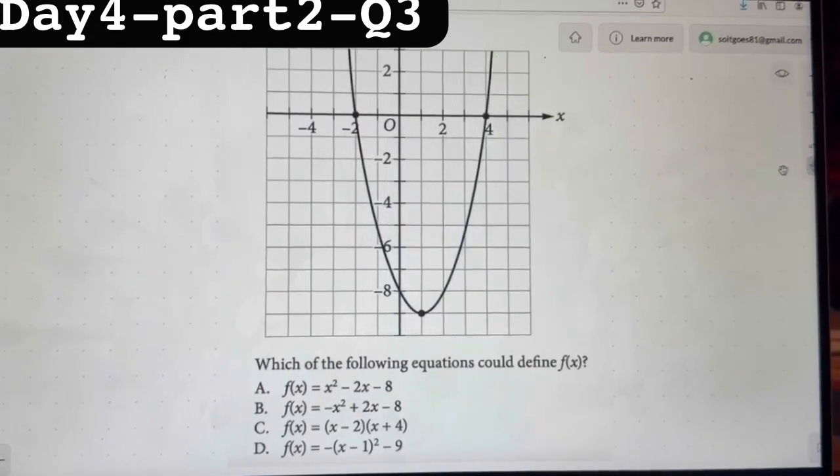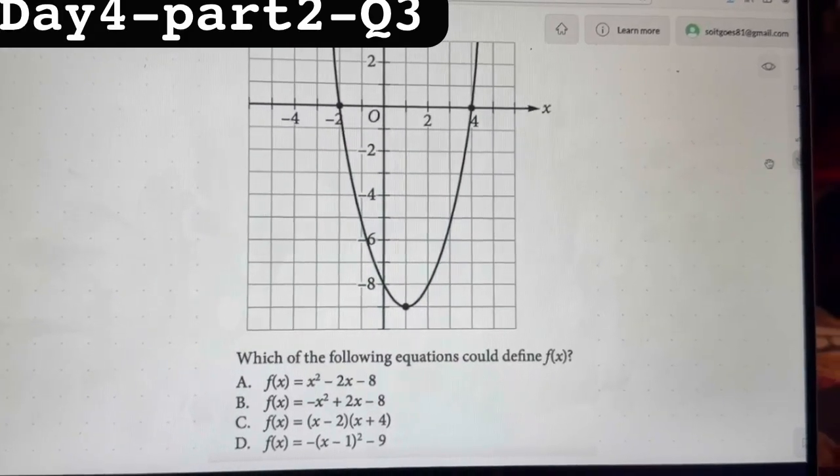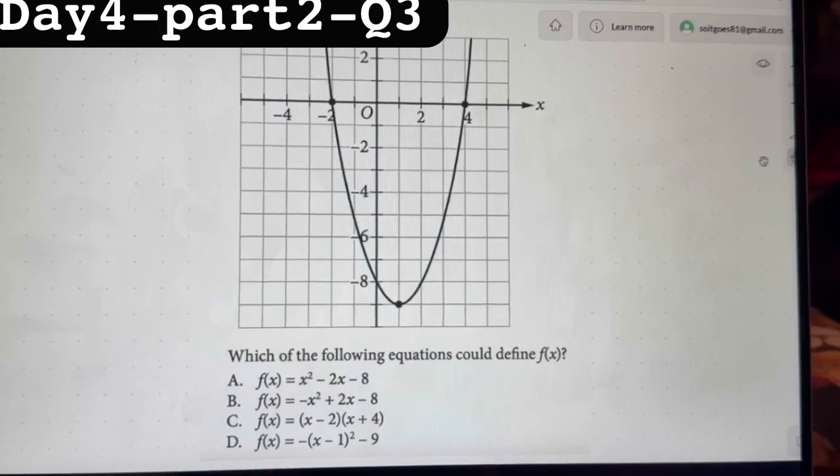Could define f of x? Which of the following could define f of x? That is, which of the following could define the function?